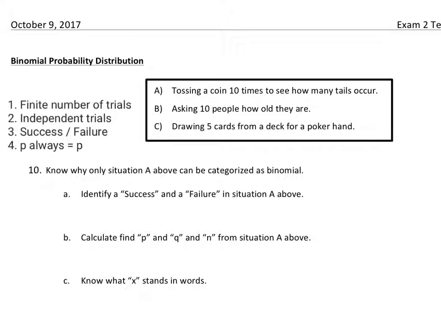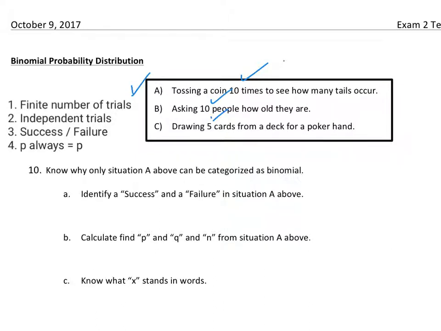So the first one, talking about the finite number of trials. So each one of these cases, it looks like the first one, you've got 10 trials, then 10 trials, then 5 trials. So they actually all satisfy this finite number of trials. So that's a good thing, all right? So they all pass the first characteristic. The next one, independent trials.